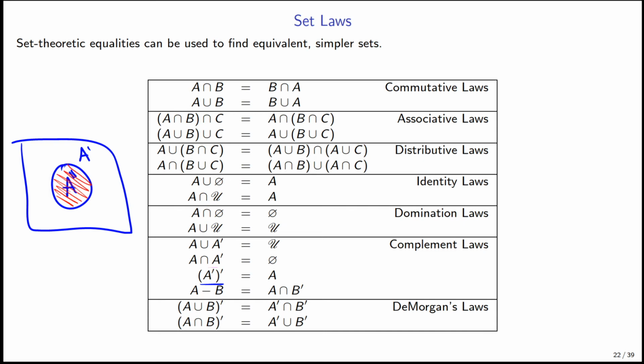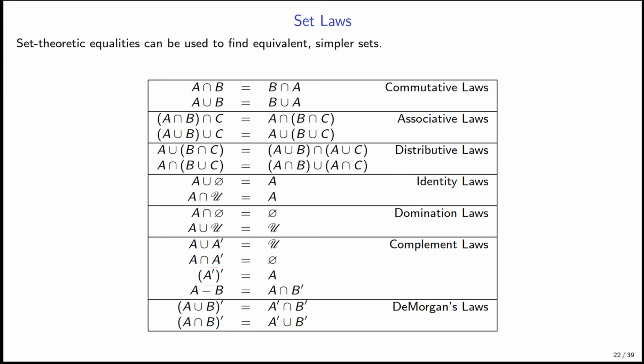So this is like a double negative. Like, if I'm not unhappy, well, that means I'm happy, right? This is the same thing as being happy. So A complement complement is just the same thing as A. Similarly, if you have, say, A complement complement complement, that's just the same thing as A complement because two negatives cancel out.